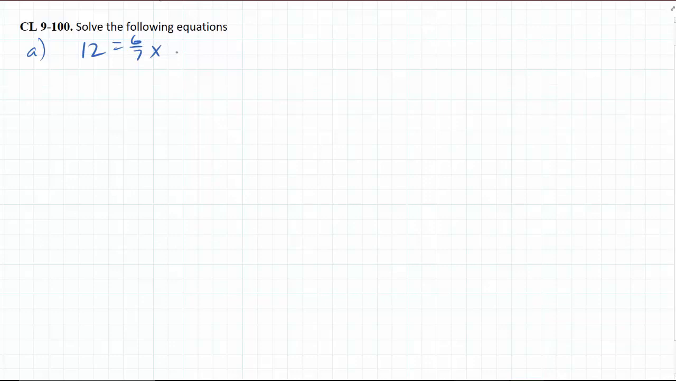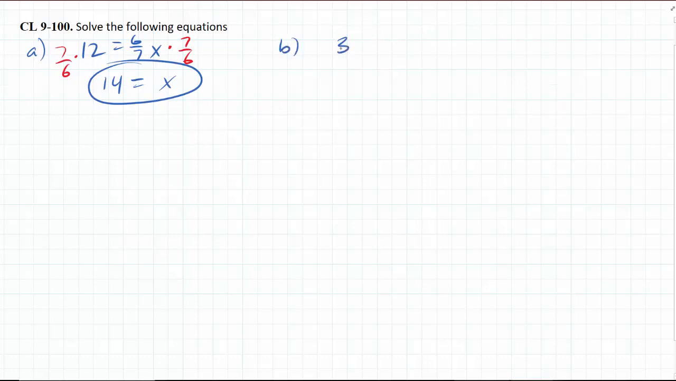So I'm going to actually multiply both sides by 7/6. Okay, and from there, 6/7 times 7/6, that's just 1. So on the right side, we're just going to have x. The left side, we're going to have 14. I kind of just know that 12 divided by 6 is 2, times 7 is 14. So for A, x is 14.